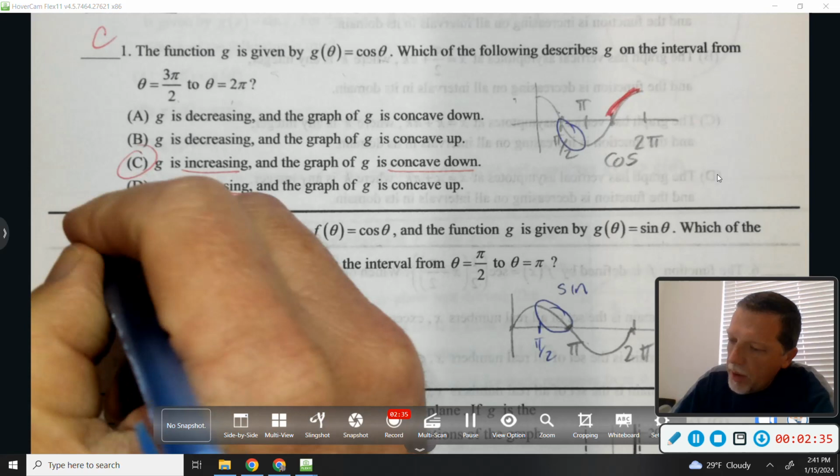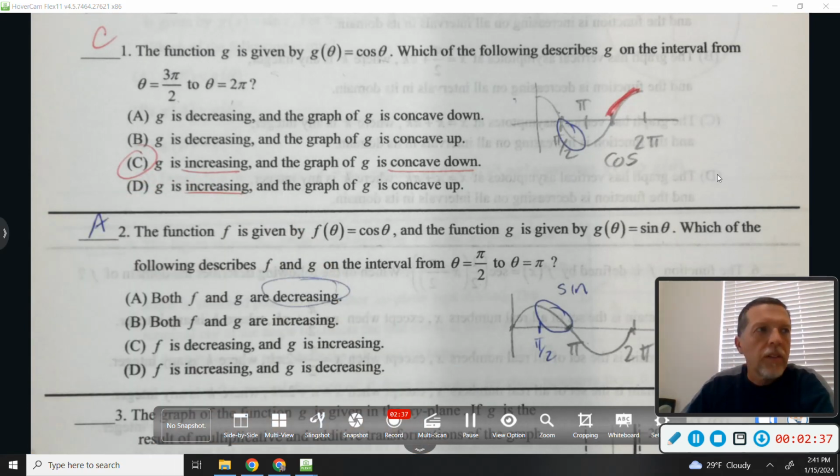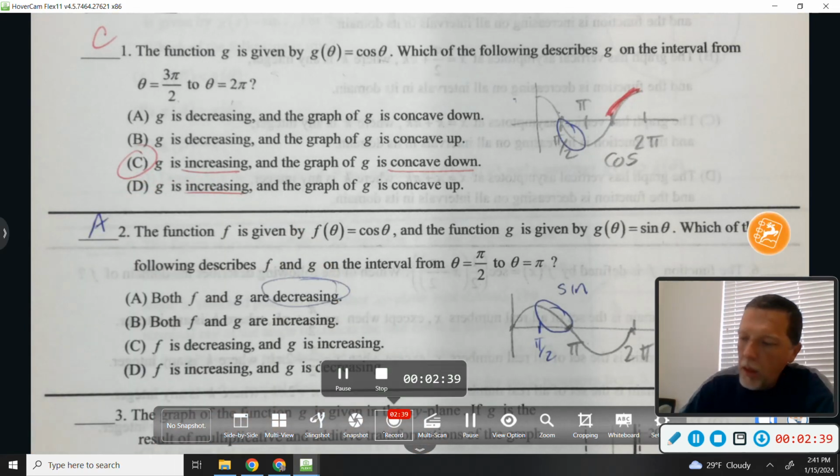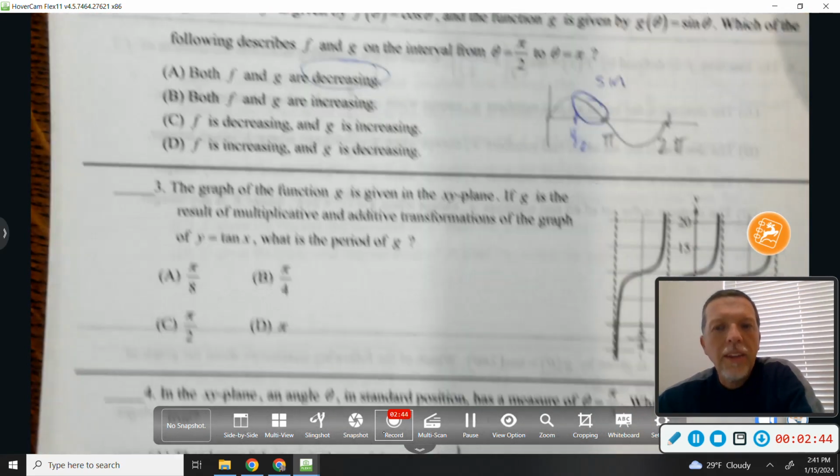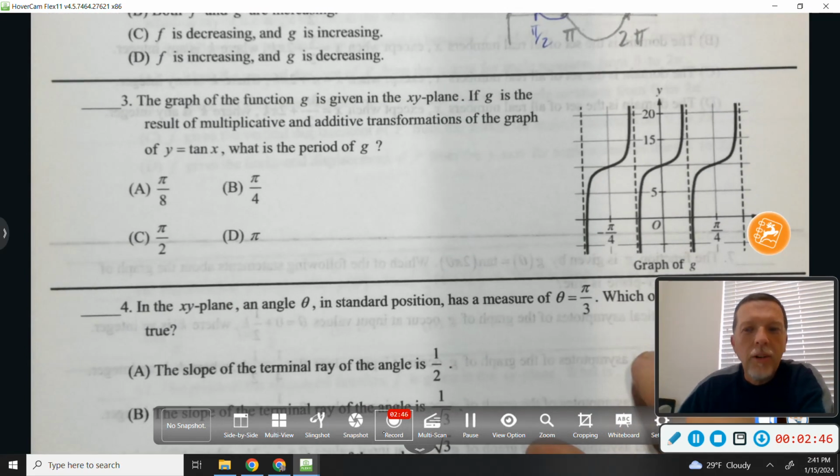Cut it, Daddy. Both decreasing. I can cut it, baby. Okay. Number 3. That's one of my kids in the background. Hope you enjoyed that, wanting his pizza cut.